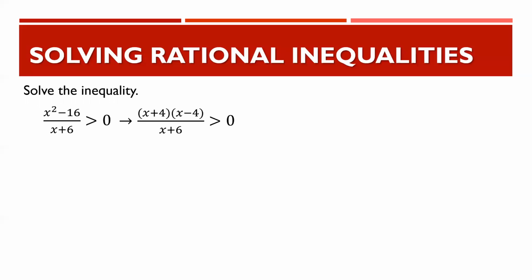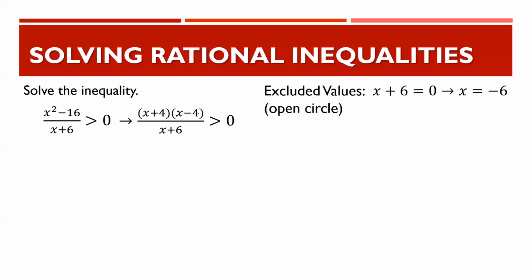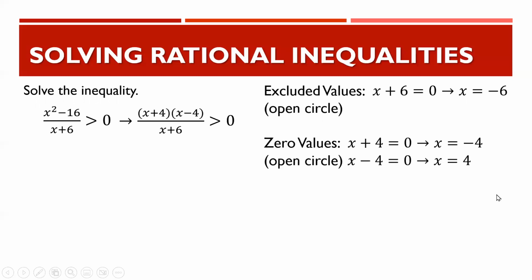So now we're going to find both the excluded values and our 0 values. So first, excluded values we get by taking the denominator, in our case an x plus 6, and setting it equal to 0, and then solving for x. So our excluded value is -6. And that's going to be an open circle. Excluded values are always open circles on the number line.